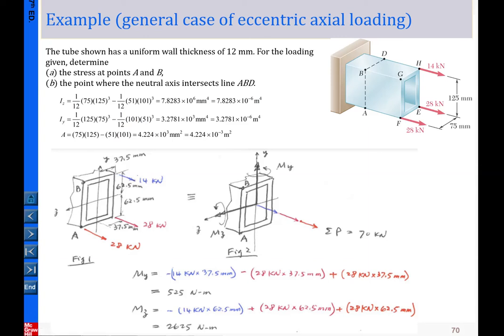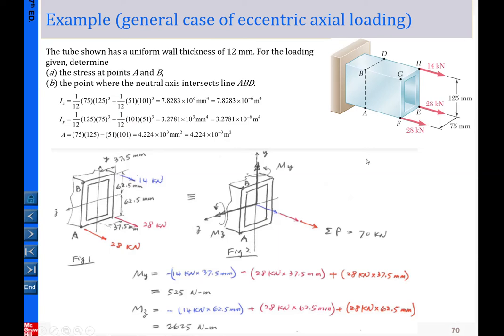Let's continue to look at the general case of eccentric axial loading. In this example, three axial loadings are applied off the centroid, at the corners of the box beam. In this problem, we first want to determine the stress at points A and B, which are located in this cross section ABD. The second one, we want to determine where the neutral axis will intersect with this cross-section ABD.